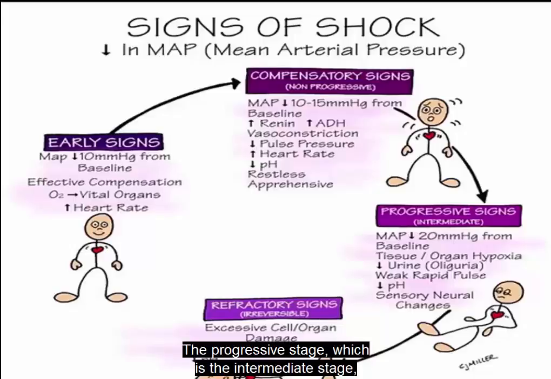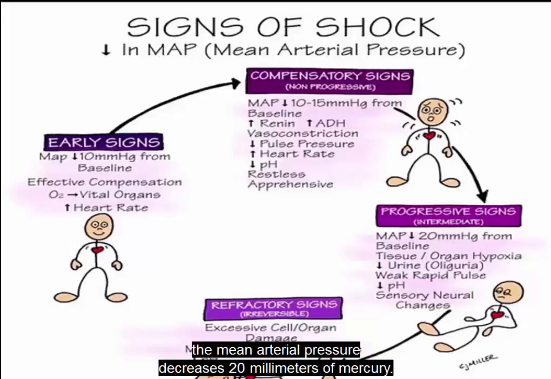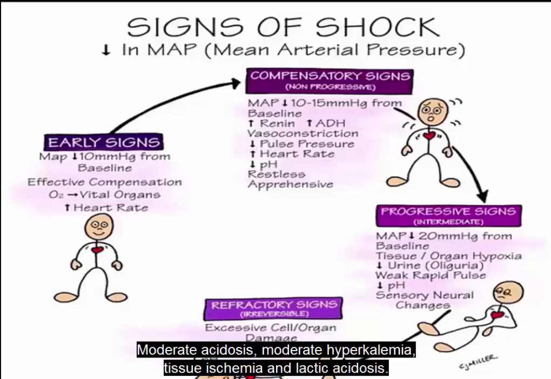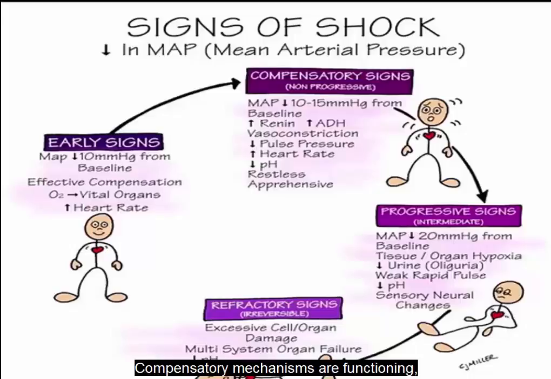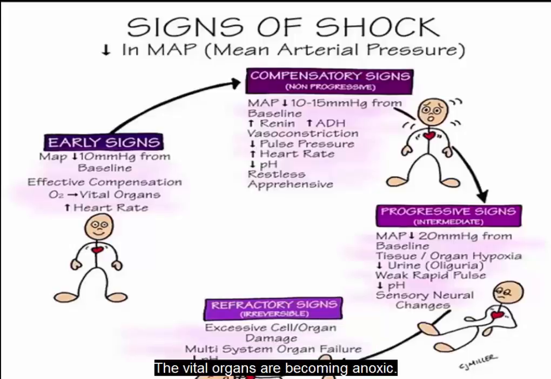In the progressive stage, which is the intermediate stage, the mean arterial pressure decreases 20 millimeters of mercury. Overall metabolism is anaerobic, with moderate acidosis, moderate hyperkalemia, tissue ischemia, and lactic acidosis. Compensatory mechanisms are functioning, but not enough oxygen is being delivered to vital organs. The vital organs are becoming anoxic. Some tissues have severe cell damage and die. This is a life-threatening emergency.